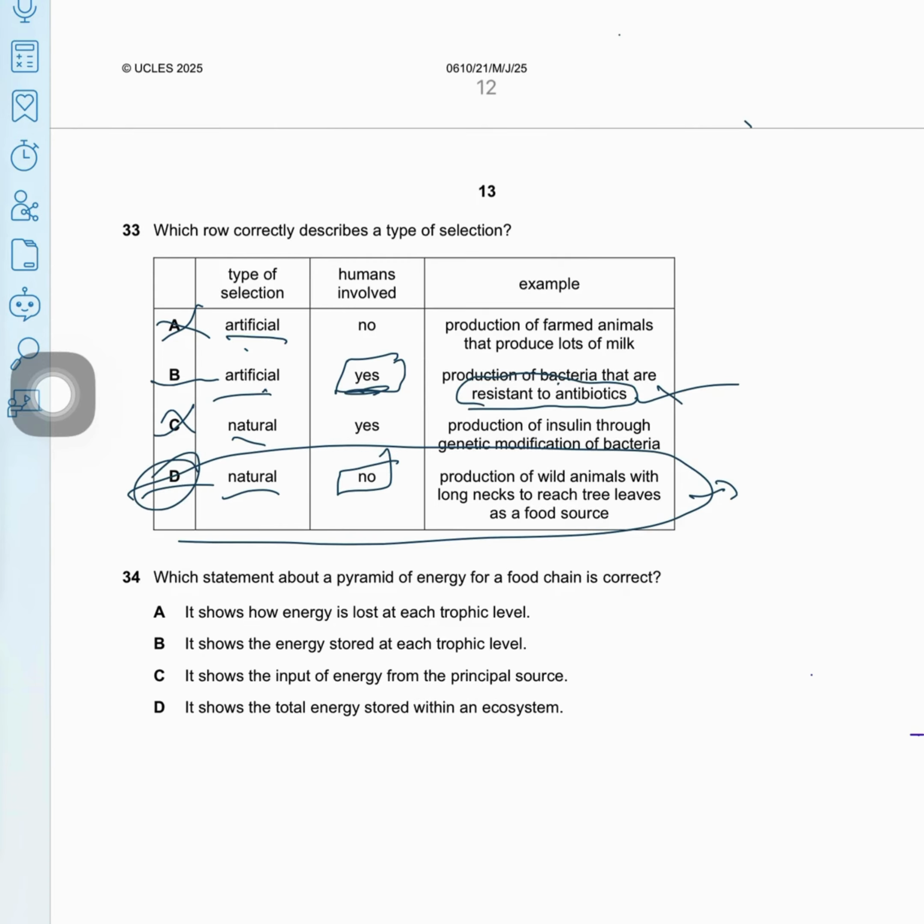34. Which statement about the pyramid of energy for a food chain is correct? A pyramid of energy shows the energy stored at each trophic level. Doesn't show the energy lost. It shows the input of energy from the principal source? Doesn't show the energy. And it shows the total energy stored? Of course not.